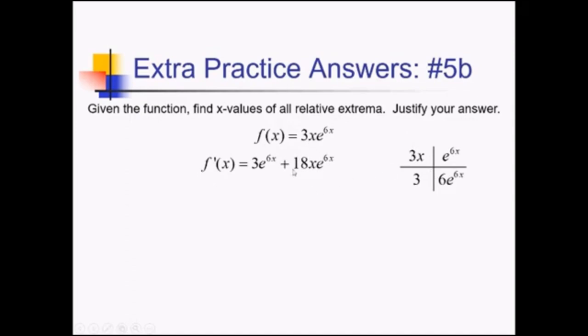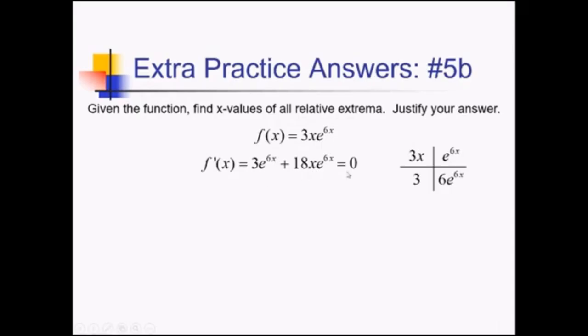And I need to figure out where this thing equals 0 or is undefined. Now we don't have to worry about this being undefined because exponential functions are known to be continuous, and so are linear ones like this 18x here. So multiplying one continuous function by another is going to give you another continuous function.